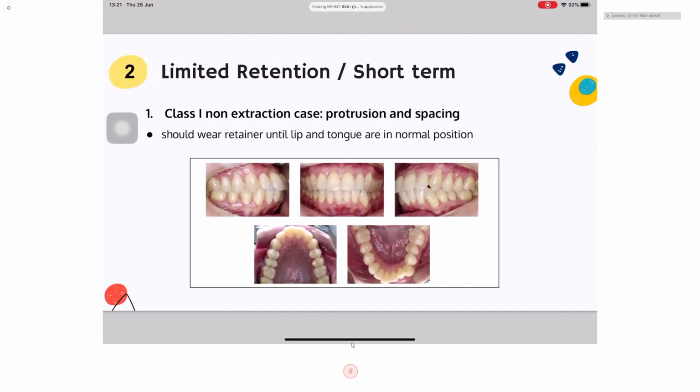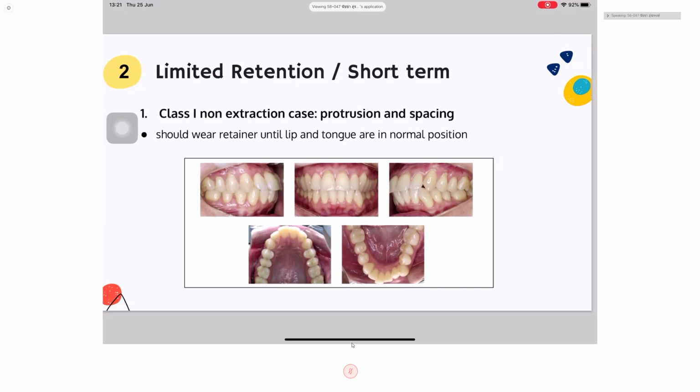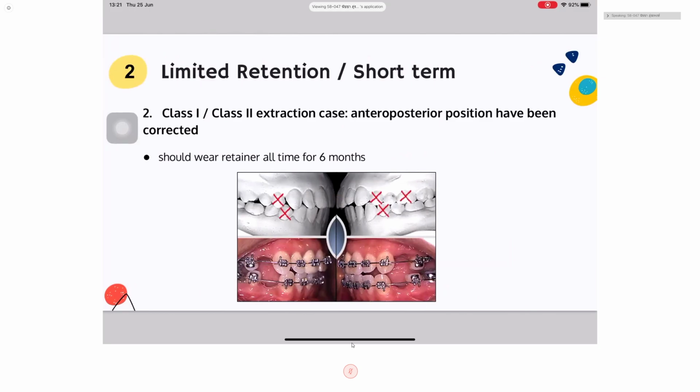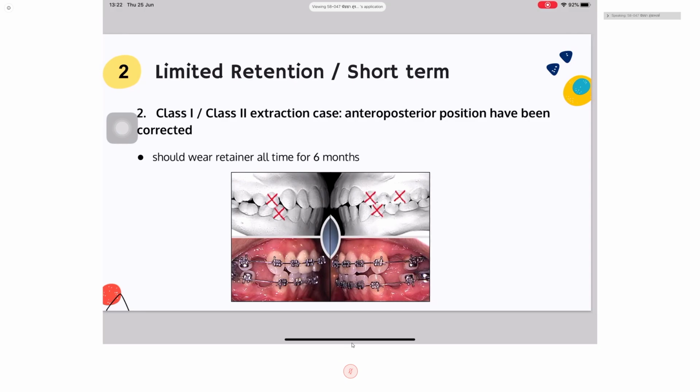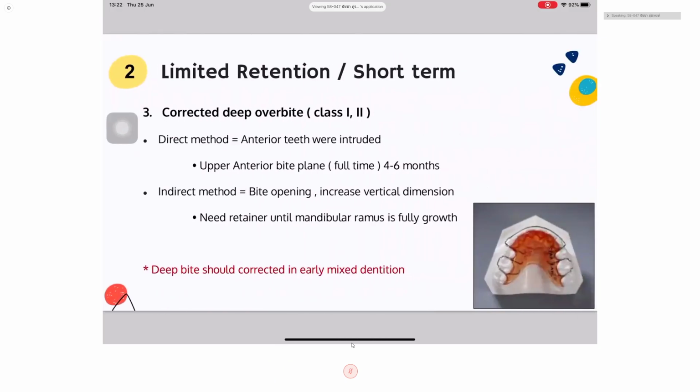Then the second one, remote retention or short-term retention. 1. Class 1 non-extraction case, protrusion and spacing. Patient should wear a retainer until the lips and tongue are in normal position. 2. Class 1 or Class 2 extraction case. Anteroposterior position has been corrected. In this case, we have moved teeth, anterior or posterior. Patient should wear a retainer for at least 6 months until muscles go back in balance.